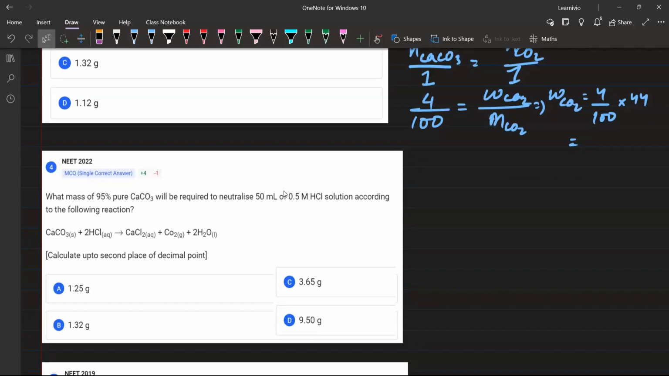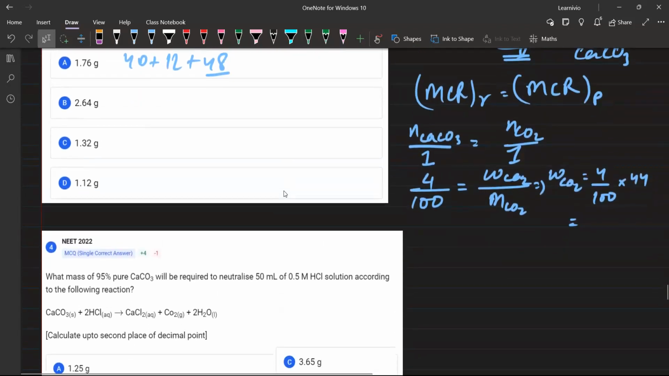That will be, okay, my bad. I was thinking something. Yeah, 4 into 4 into 44 will be 176. This will be upon 100. Will be upon 1.76. Yeah. Sorry, I was thinking something else.